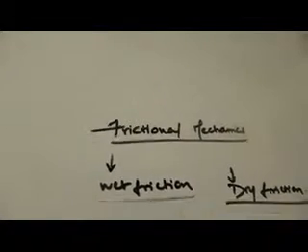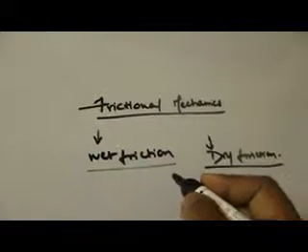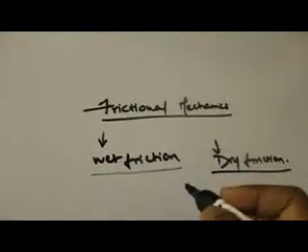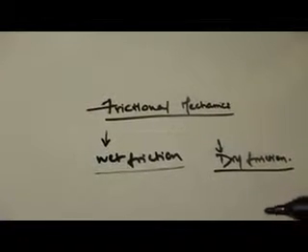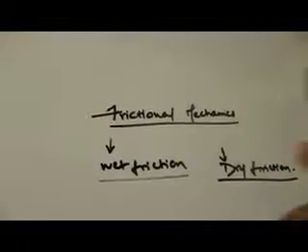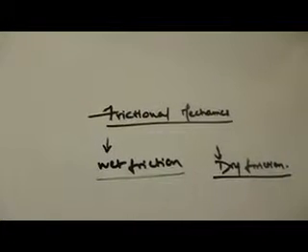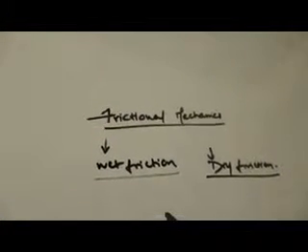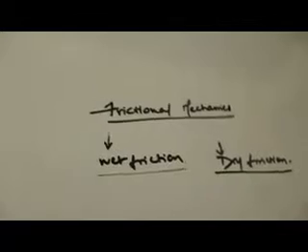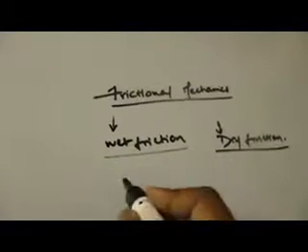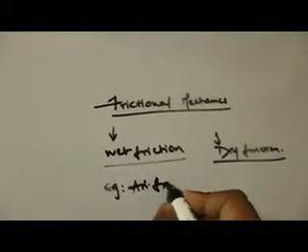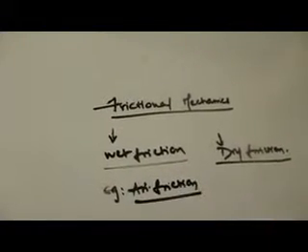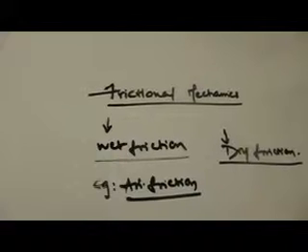Firstly, wet friction. The opposition which arises due to the collision of the medium particles with the body is called wet friction. The best example of wet friction is air friction. Let's see what actually happens in air friction.